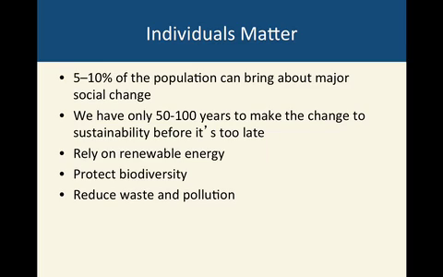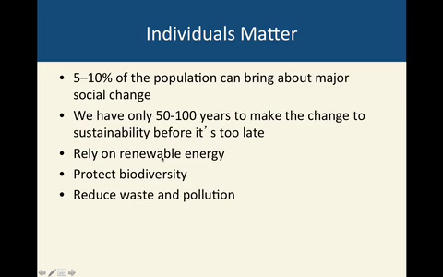One of the important themes that this chapter highlights at the end is that individuals matter. This is also the theme of the Lorax, where he throws the seed to the boy at the very end of the story, that it only takes one person to change things. And we can see that it only takes about 5 to 10% of a population that can bring about major social change. So never think that you're just one person. We have only 50 to 100 years to make that change before we reach that tipping point, or those are some projections that some environmental scientists have made.